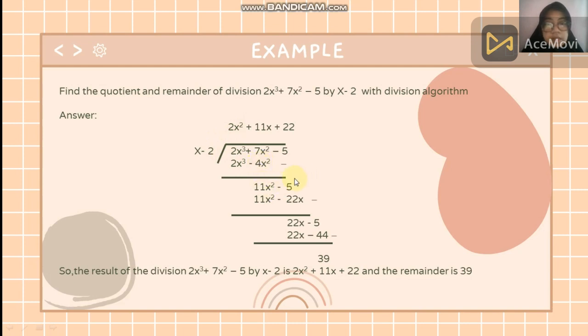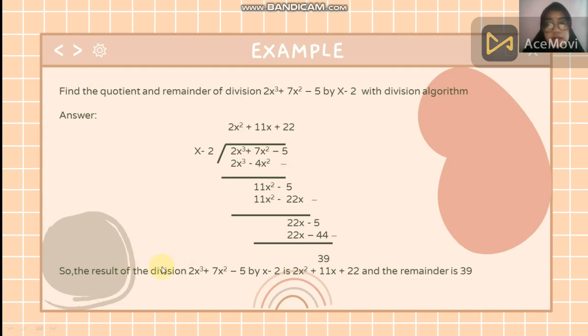Next, the remaining 11x^2 divided by x, result 11x. 11x times x gives 11x^2, and so on with -5.